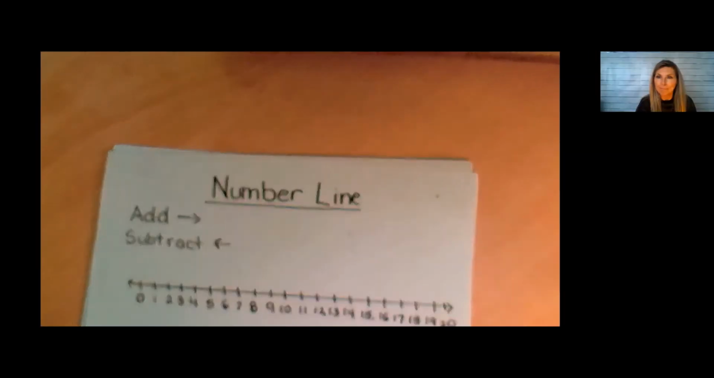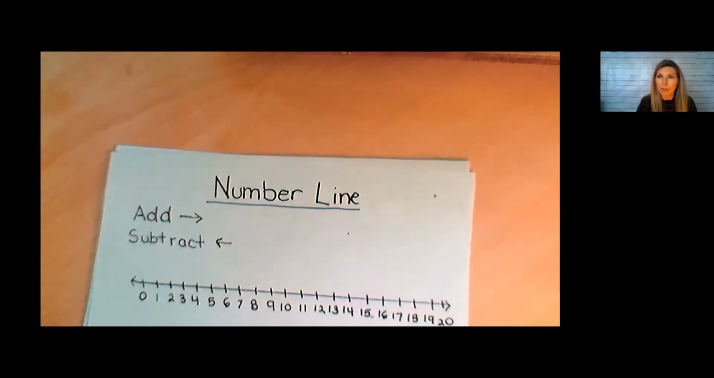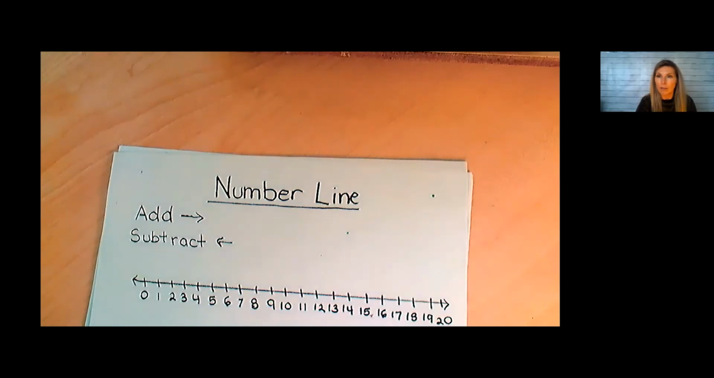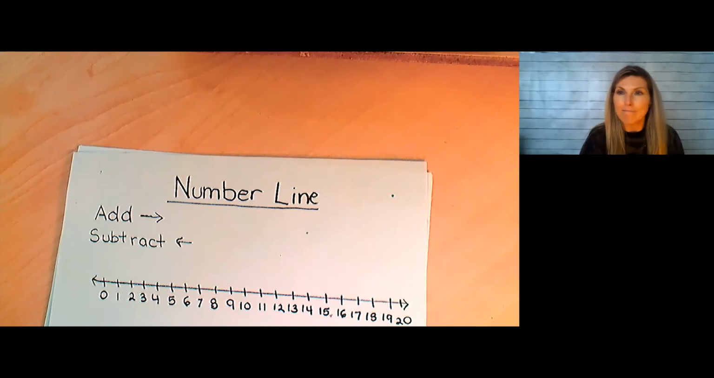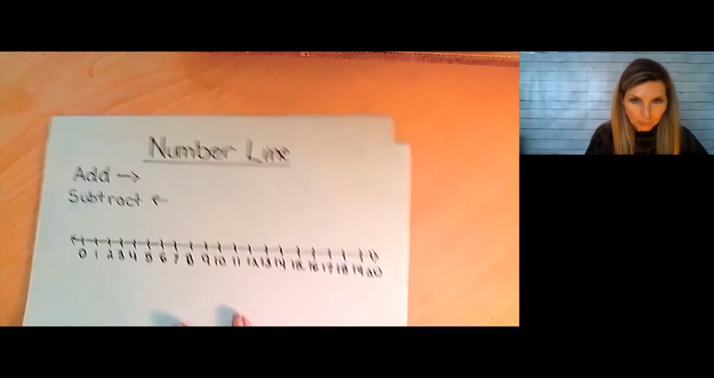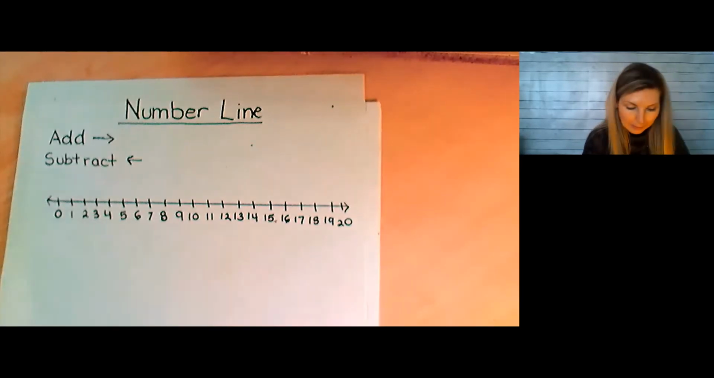I'll just put this on my document camera. Make this a little bit bigger. All right, so here's a number line.